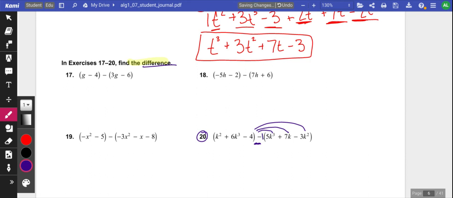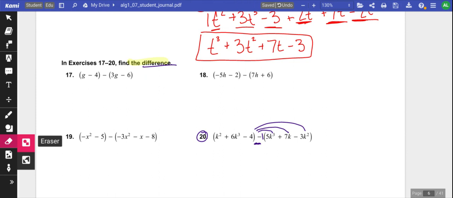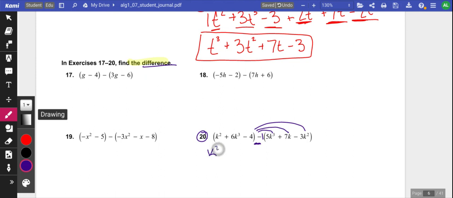Okay, so I like to rewrite this. Some people will just rewrite the little negative signs over top. I would usually probably make a mistake if I did that. I just like to rewrite everything. Okay, so I'm going to just rewrite the first one, k squared plus 6k to the 3rd minus 4. And then the second one, all the signs change. So -5k to the 3rd minus 7k. And then, okay, -3k squared is going to change to +3k squared.